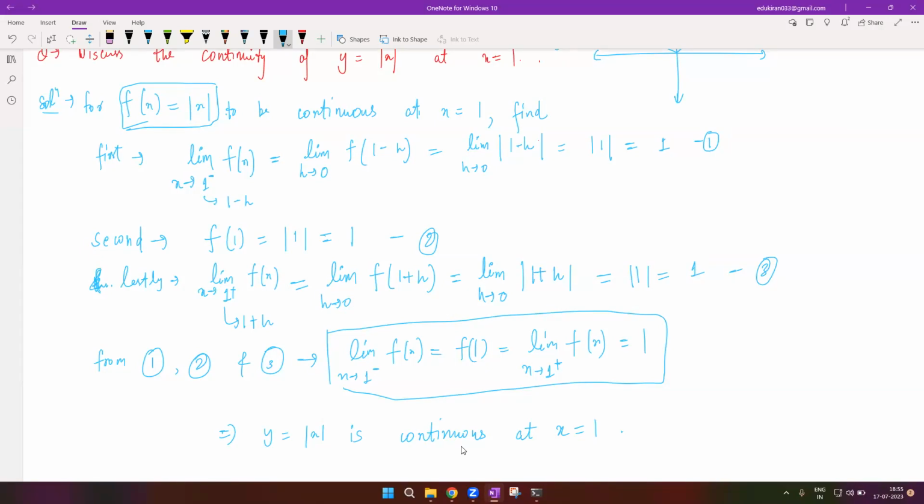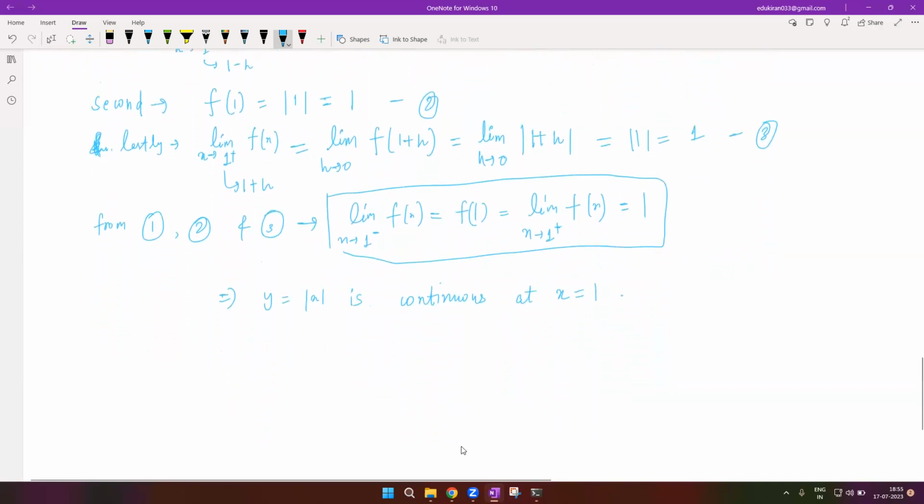These are the most simple ones, in which we don't have to do much. We just have to calculate all these three things. The function will be given, the point will be given at which we have to check the continuity, and we can easily solve this.